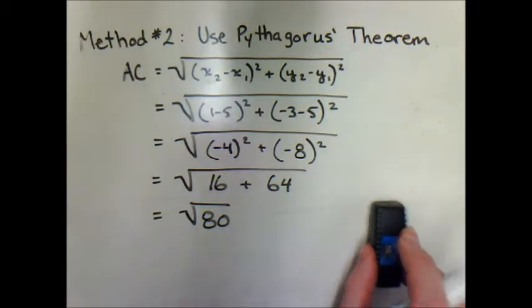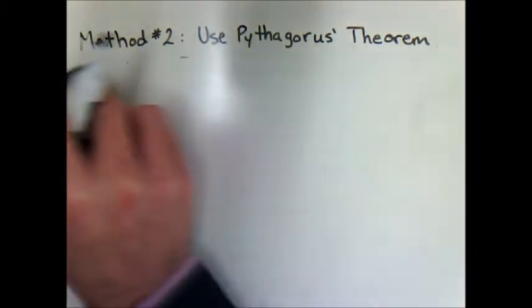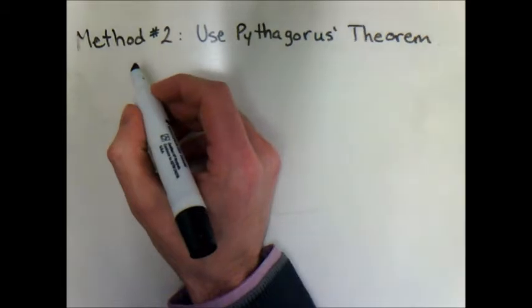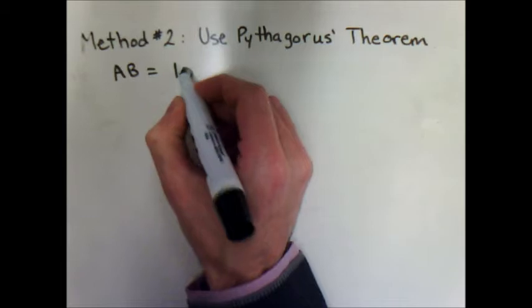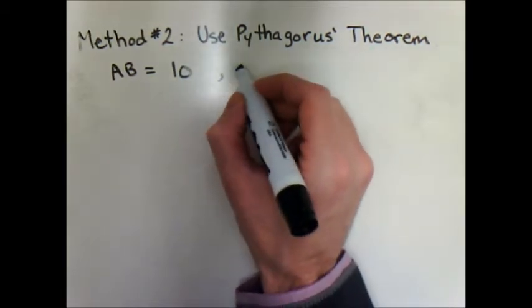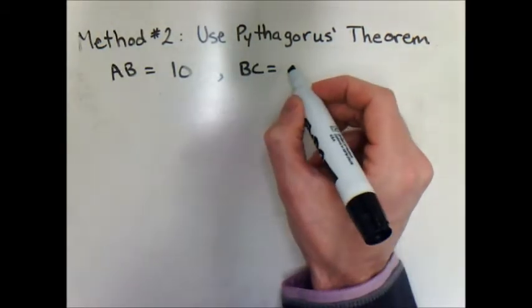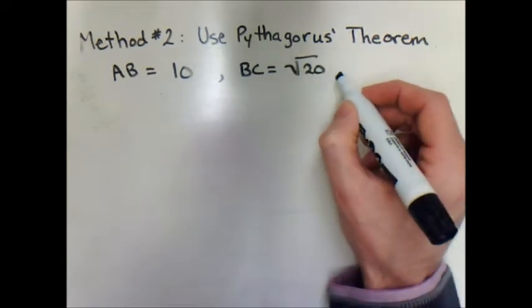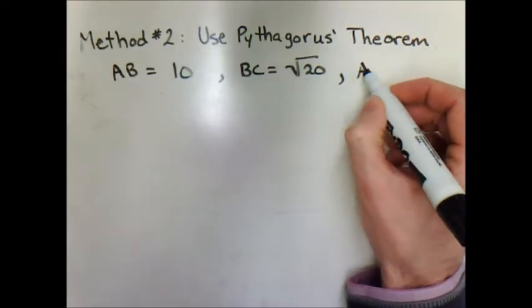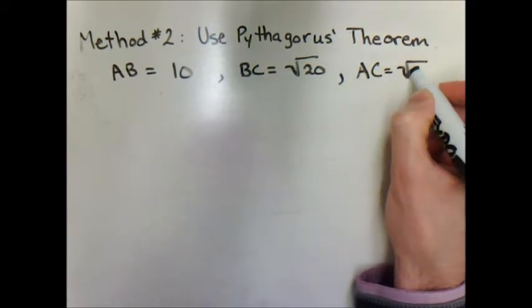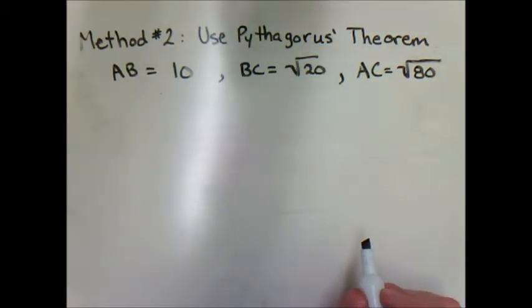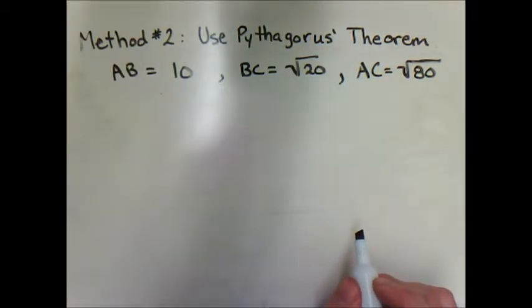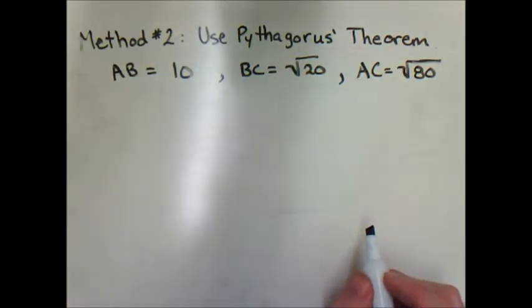So with our three lengths, we have found out that AB is equal to 10 units. We have found out that BC is equal to the square root of 20 units. And we have found out that AC is equal to the square root of 80 units. Now we have already found out using method 1 that this is going to be a right angle triangle, but we're going to confirm it here using the Pythagorean theorem, which is a squared plus b squared equals c squared.